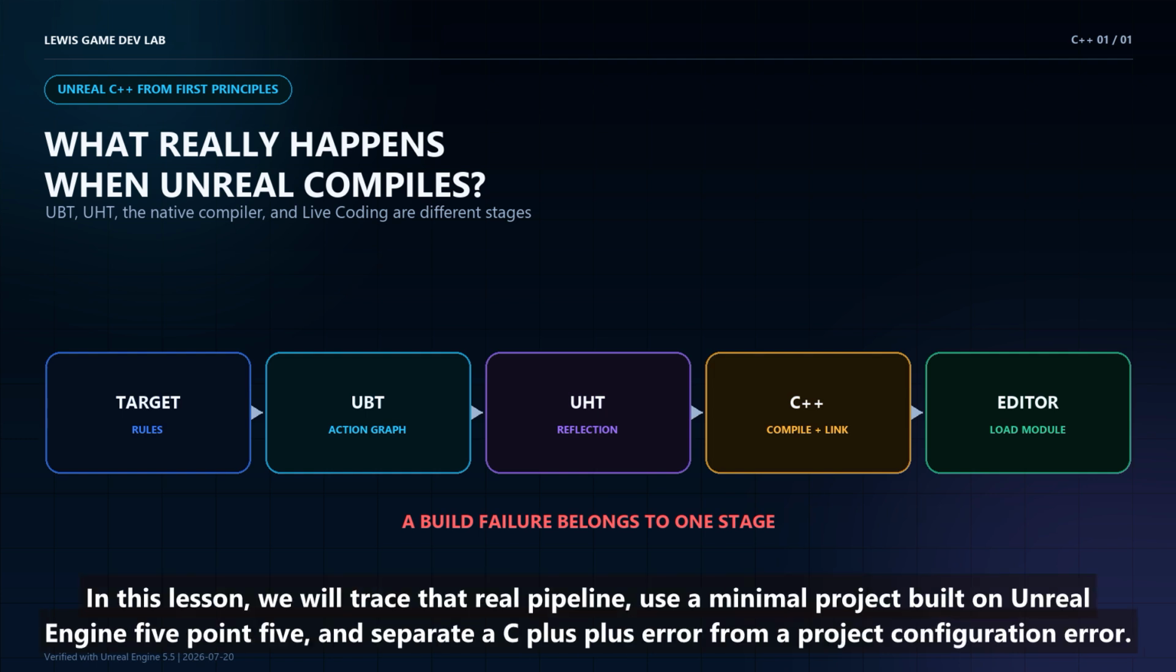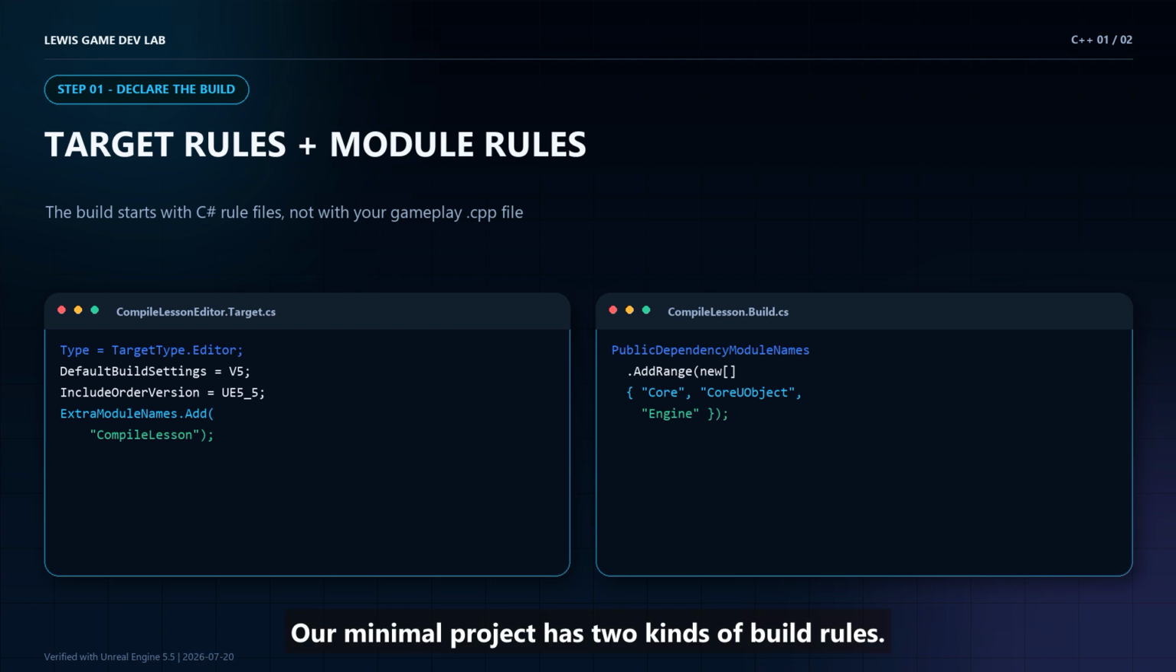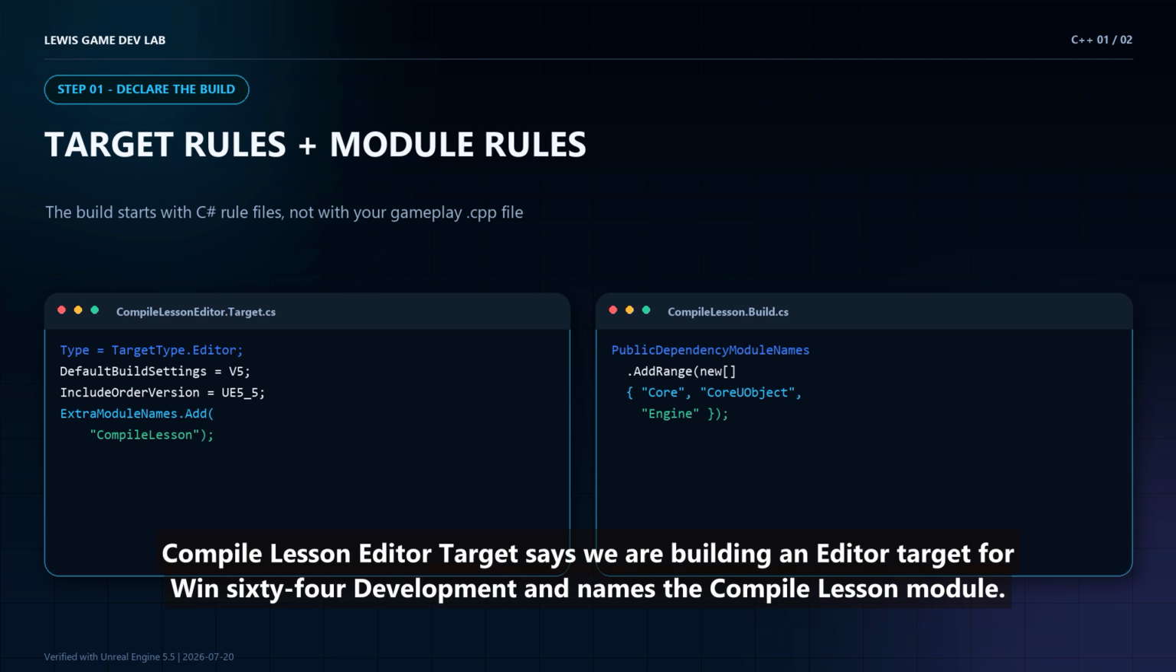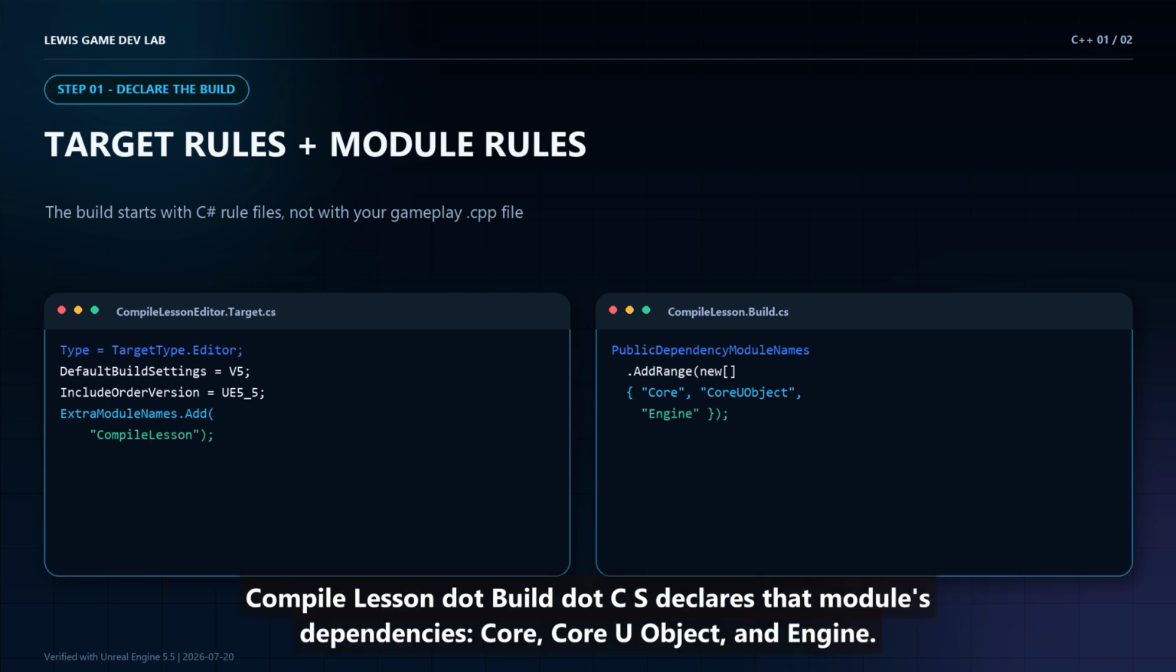In this lesson, we will trace that real pipeline, use a minimal project built on Unreal Engine 5.5, and separate a C++ error from a project configuration error. Our minimal project has two kinds of build rules. CompileLesson.Editor.Target says we are building an editor target for Win64 development and names the CompileLesson module. CompileLesson.Build.cs declares that module's dependencies: Core, CoreUObject, and Engine.